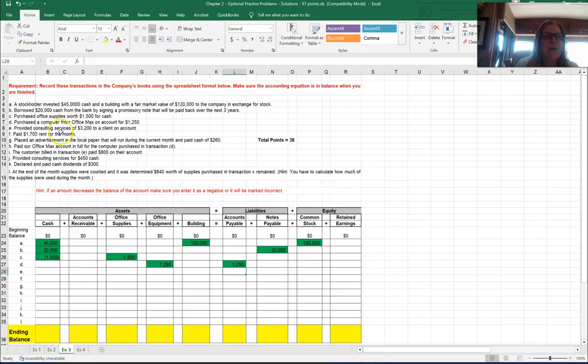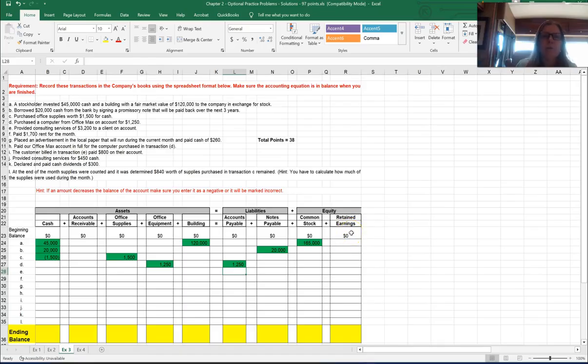E says we provided consulting services of $3,200 to a client on account. So this time, we provided services, and whenever we provide services, whether the customer pays us at that time or not, we have to record the revenue. And remember, I said revenue was going to be recorded in this retained earnings. Revenue is going to be recorded as a positive, and expenses will be recorded as a negative.